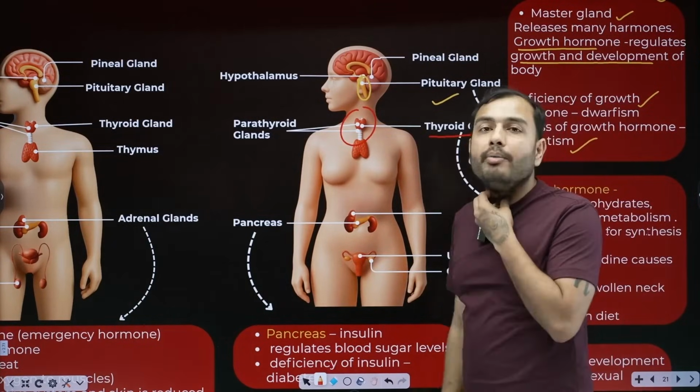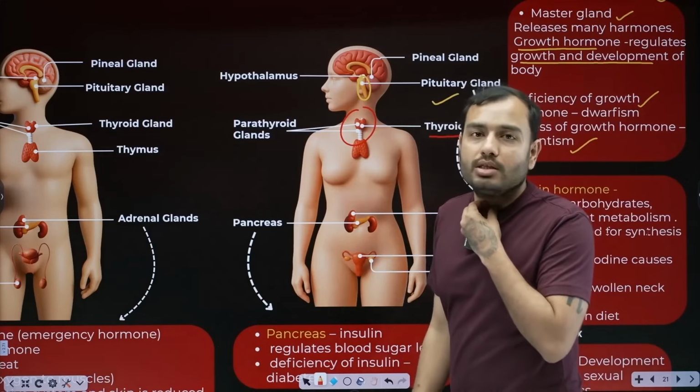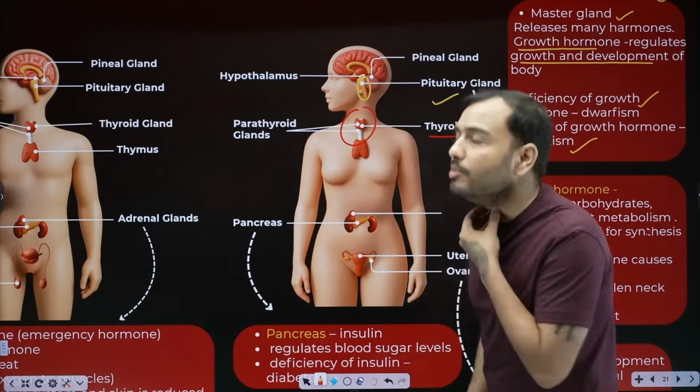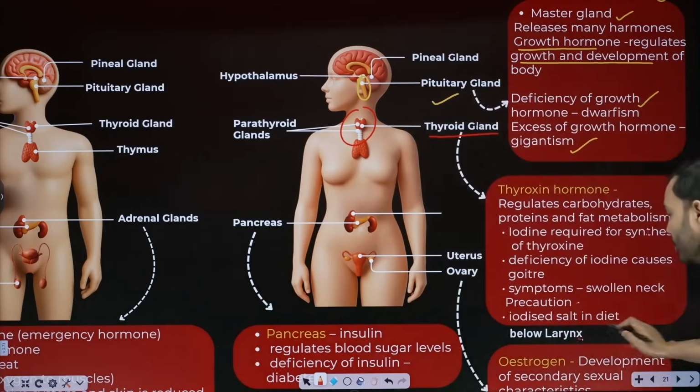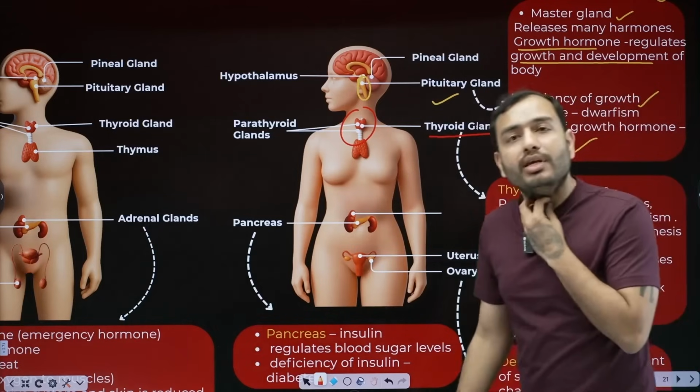On the neck is visible, just below our voice box. We also call the voice box the larynx. So where is it located? Below the larynx, in the front of the neck.